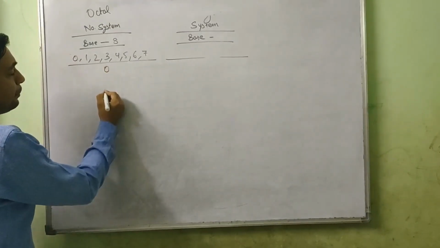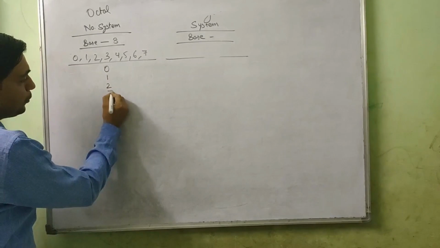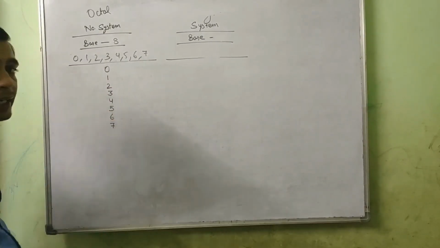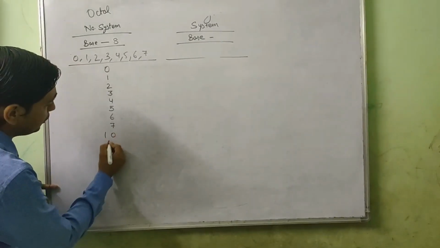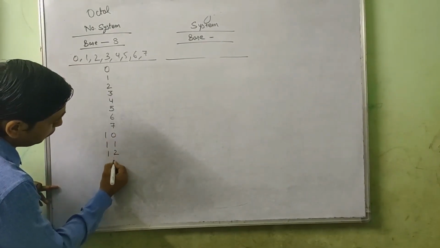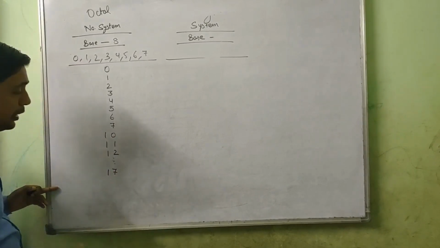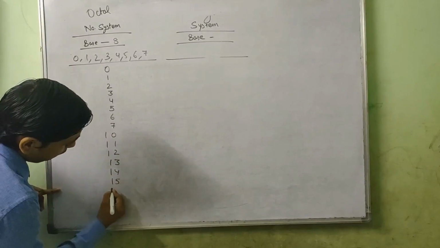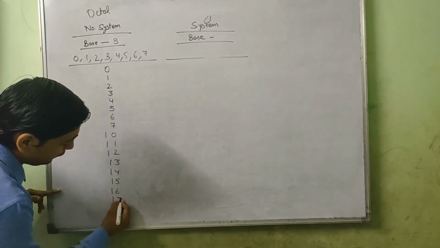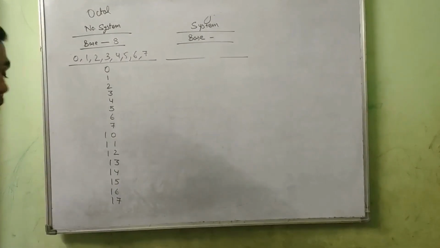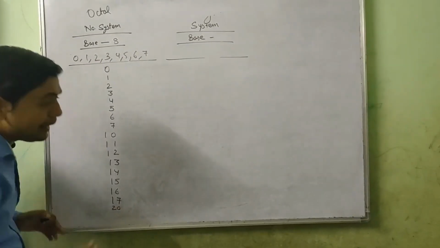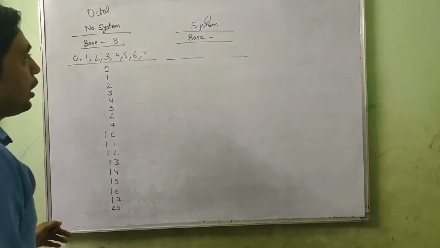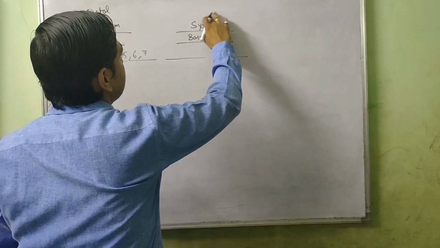So let's represent some numbers here. 0, 1, 2, up to 7, up to single digit numbers it will be up to 7. And after that we have to start 2-digit numbers. So it will become 10, 11, 12 up to 17, right? So let's represent a few: 13, 14, 15, 16, 17, and then after that 20, 21 and like that. So what will be the largest 2-digit number in octal? Definitely 77.